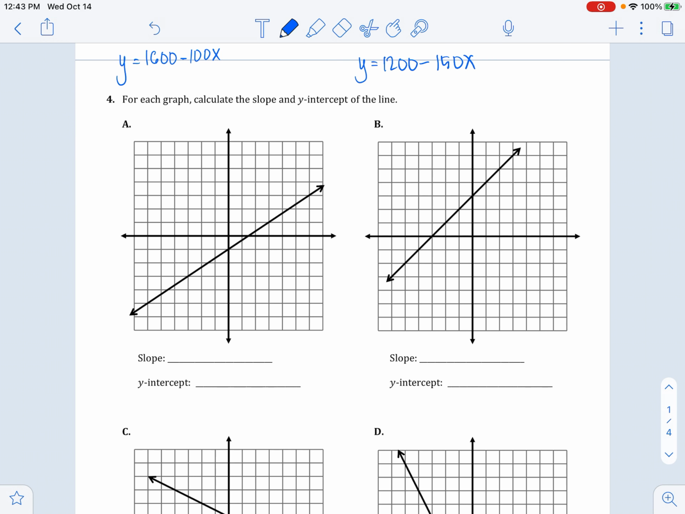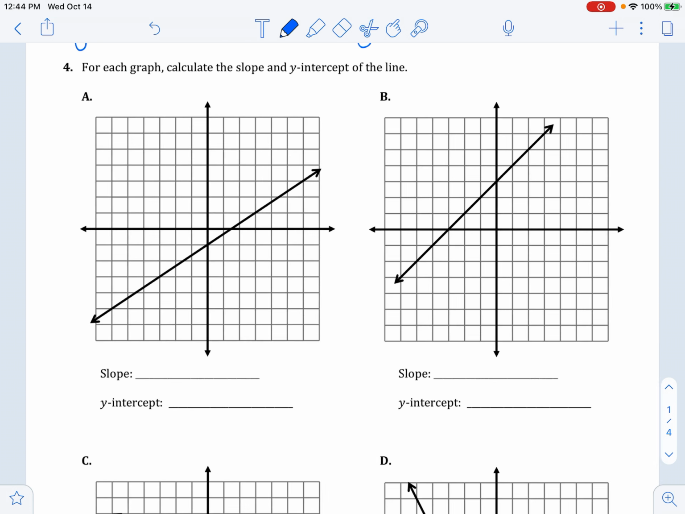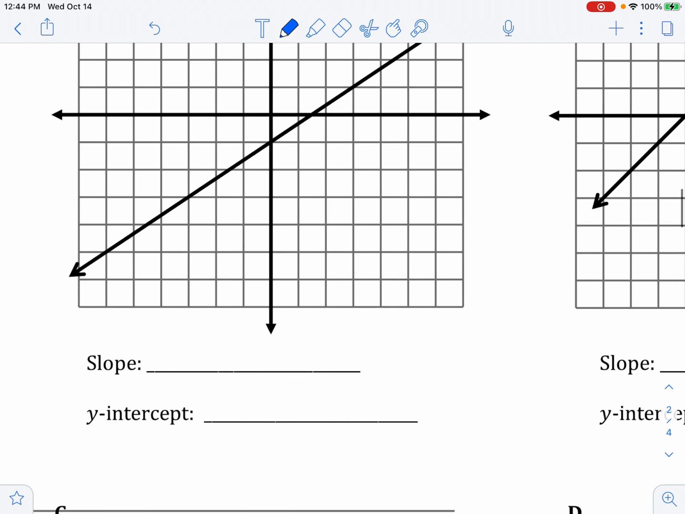All right. Next it says for each graph, calculate the slope and the y-intercept of the line. So what we're going to end up doing in the next set of notes is we're going to write equations of lines, and in order to do that, you need the slope and the y-intercept. Okay? So let's do each one of these. I like to start with y-intercept. So here's my y-intercept. I'm going to write that down. That's the point 0, negative 1.